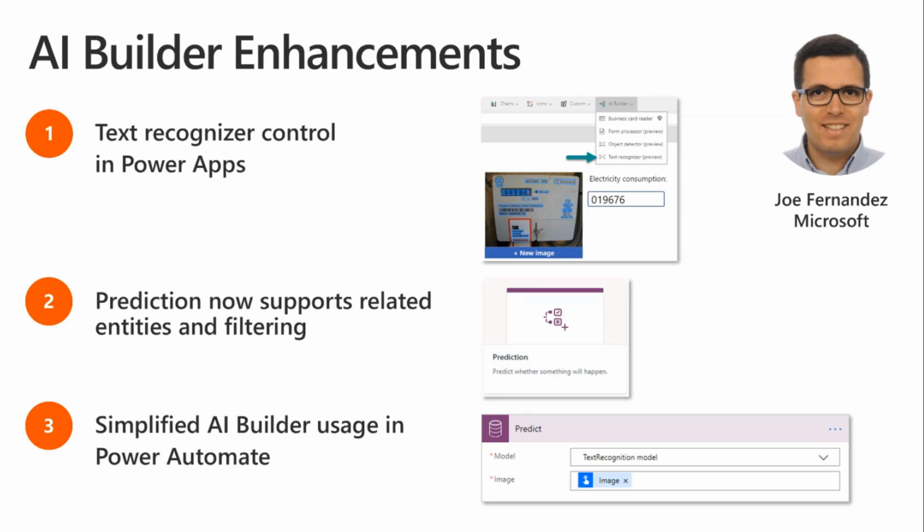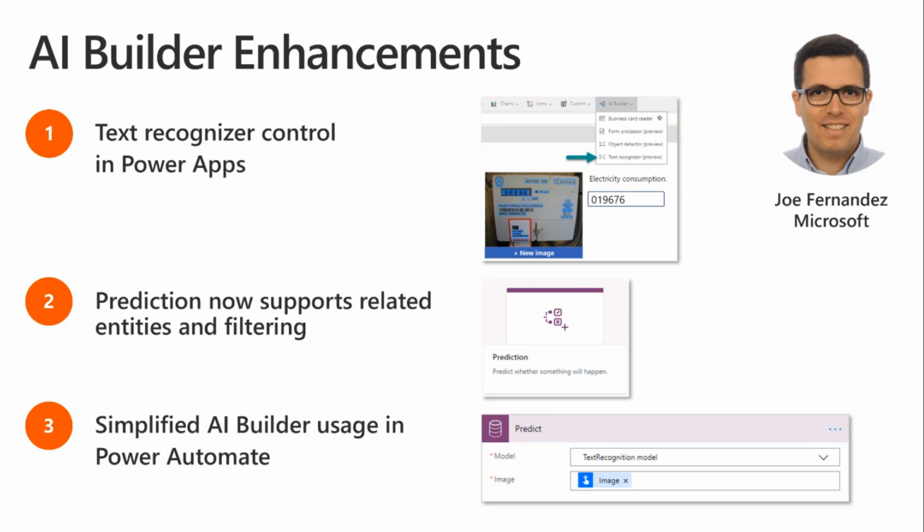So if you see in the example here, I've taken a photo of an electricity meter, and I can tap on the actual reading, and I can then bind it to a text input, for instance. So pretty cool. If you haven't had a chance to test it, I encourage you to do so.